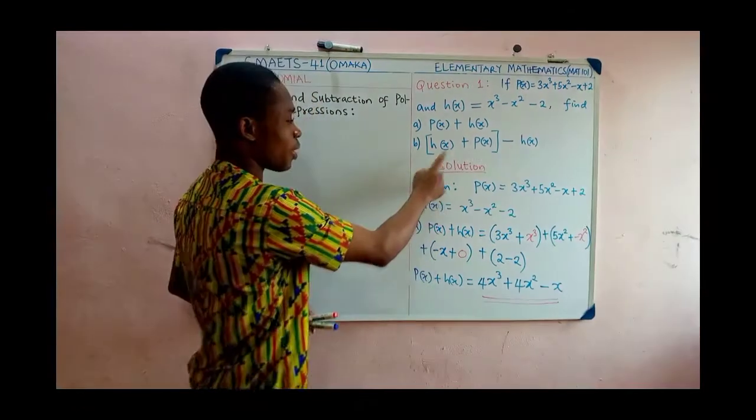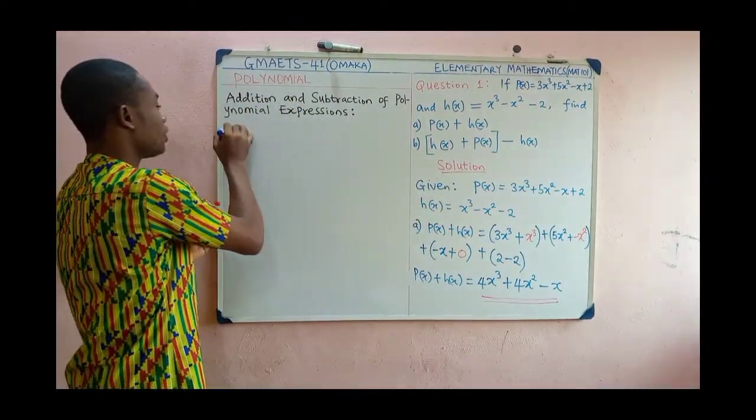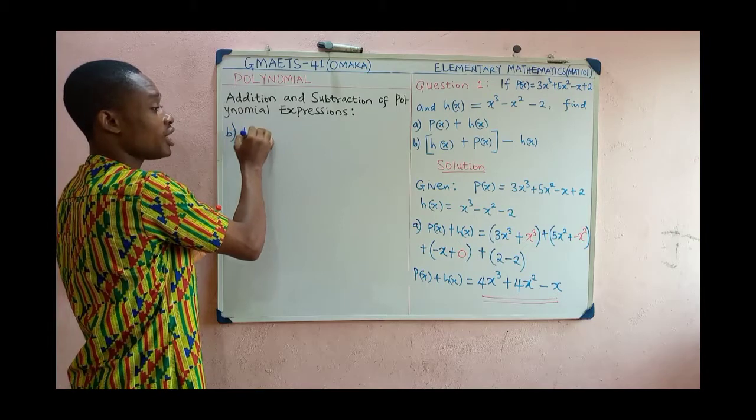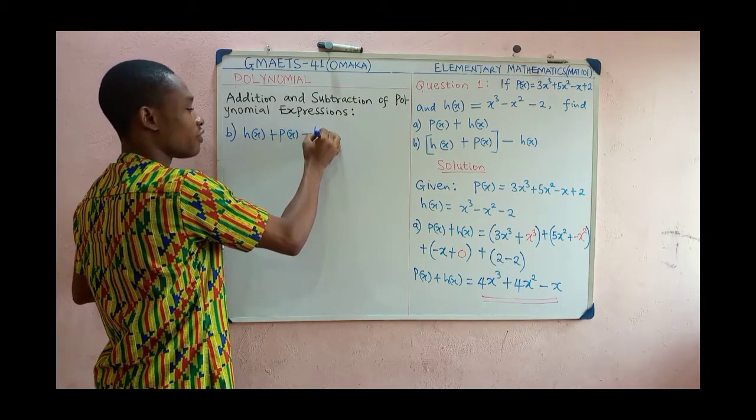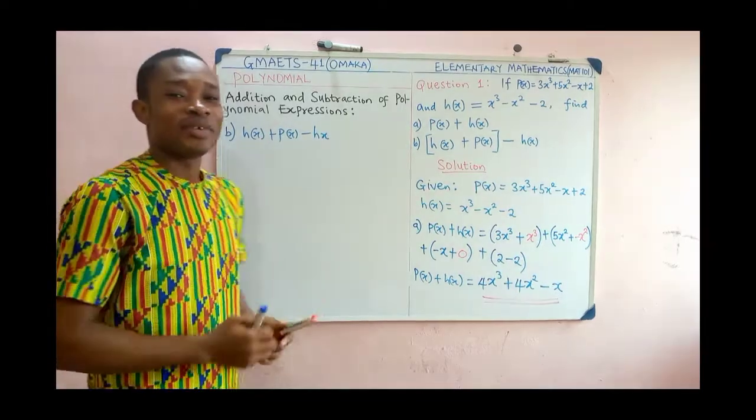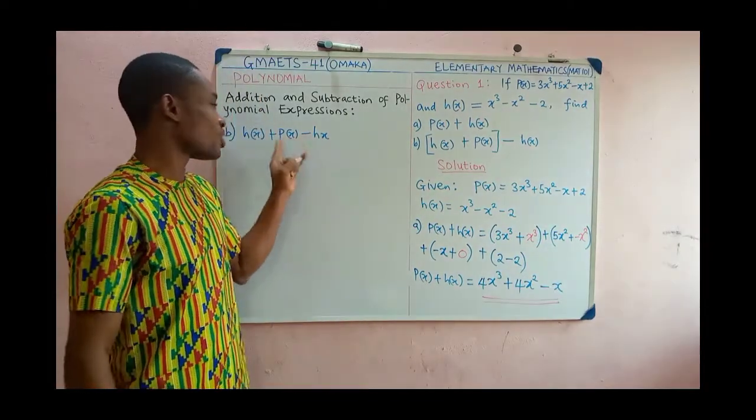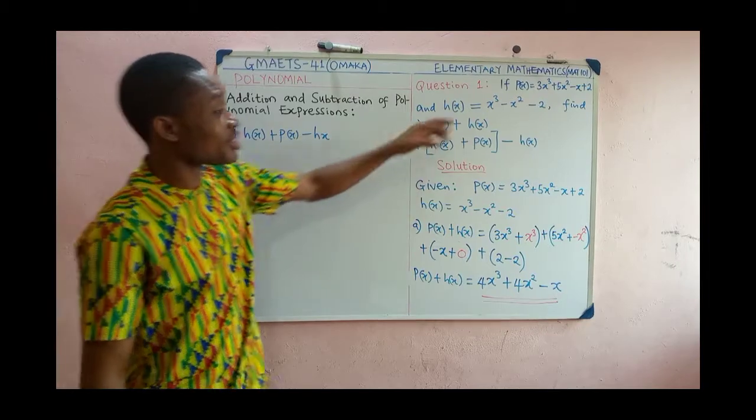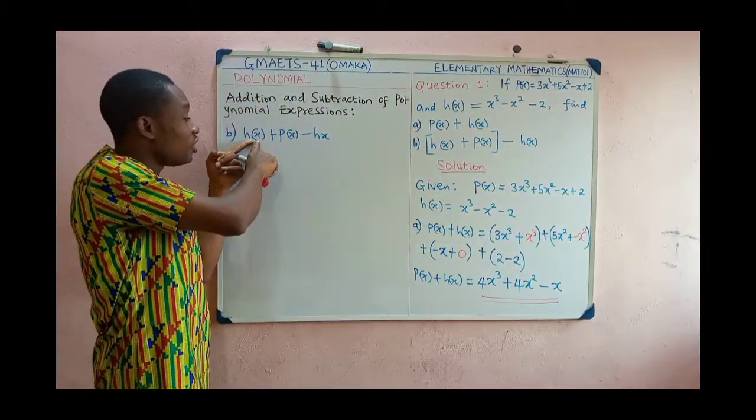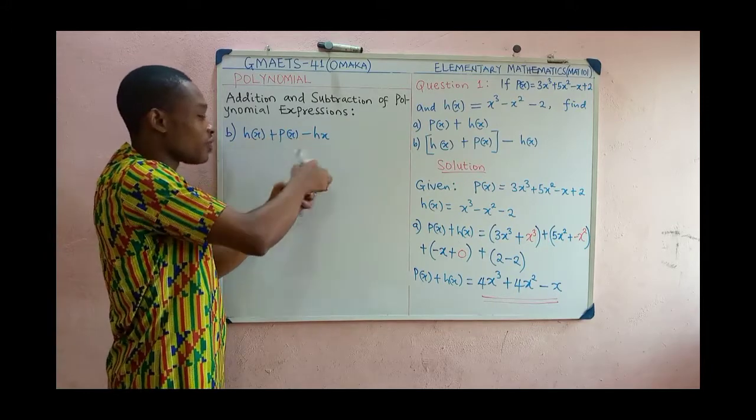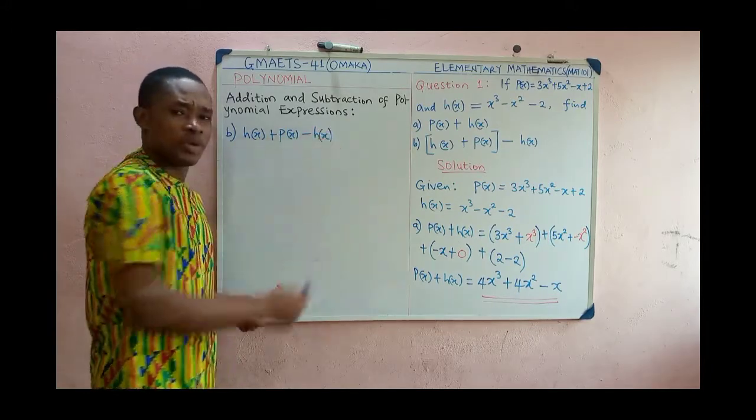Now we want to look at the second part of the question, that is the big part. We have to evaluate h of x plus p of x, then minus h of x. Is that okay? Without solving this, you know that the answer is equal to p of x. The answer is going to be this polynomial. It's very clear from here, because h of x minus h of x will give you 0. I hope you know that, right?